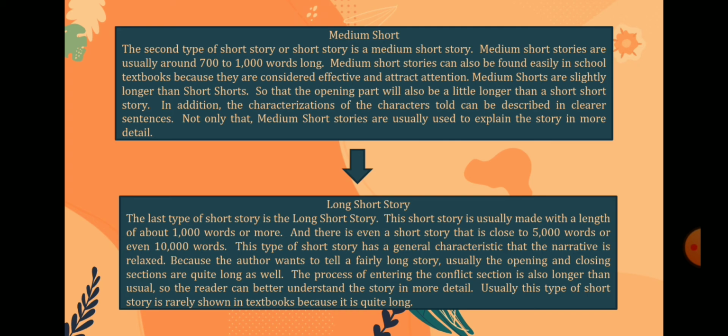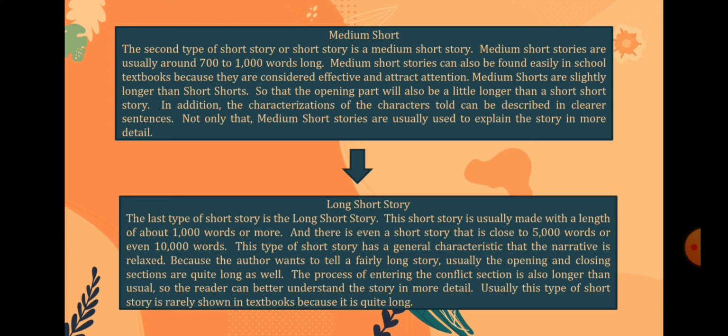Medium short stories are slightly longer than short short stories, so the opening part will also be a little longer. In addition, the characterization of the characters can be described in clearer sentences. Not only that, medium short stories are usually used to explain the story in more detail.